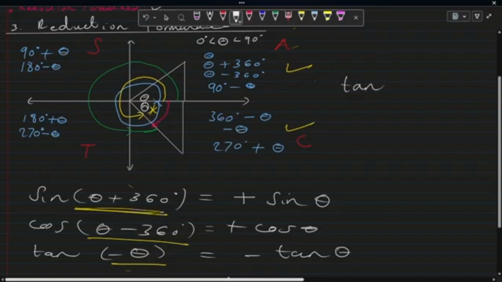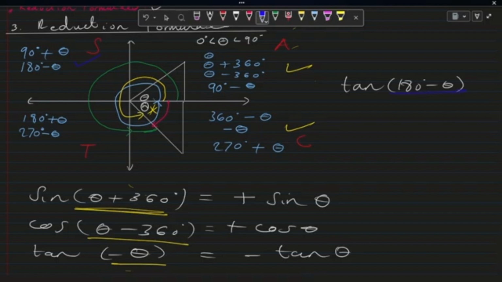And then let's do another one. Let's say we are given an expression whereby we have to evaluate tan of 180 degrees minus theta. Okay, now 180 degrees minus theta is an angle that is situated in the second quadrant. And now, is tan positive or negative in the first quadrant? The answer is tan is negative there. So the answer will be negative.